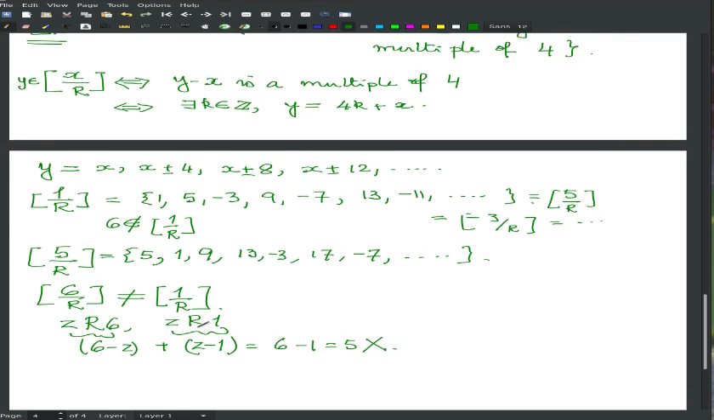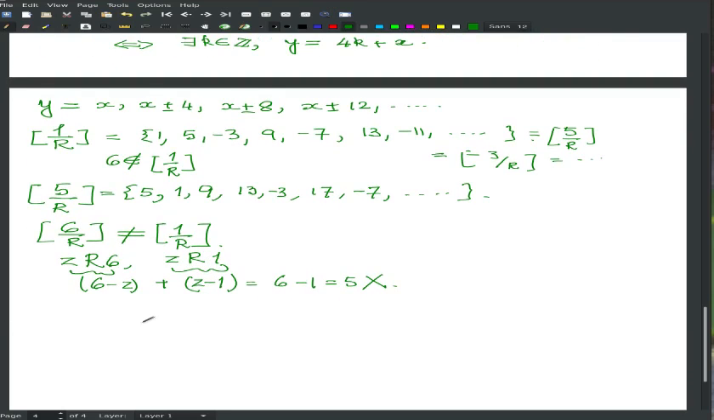Now let's analyze this a little more. How many such subsets are there? So herein comes your very old theorem, the remainder theorem, to help.